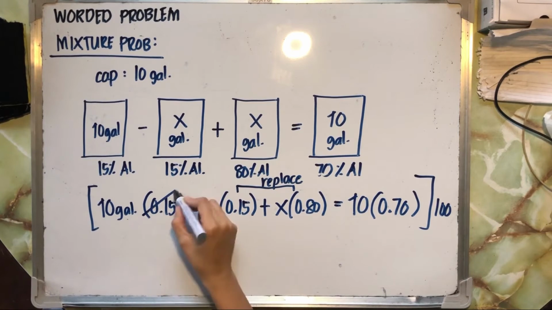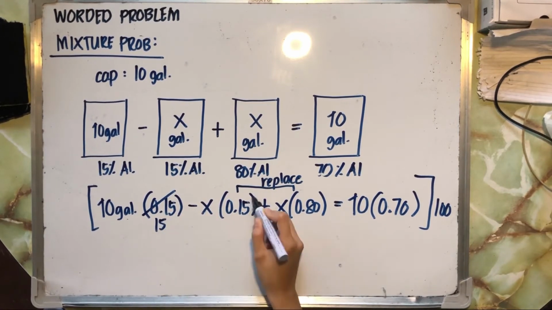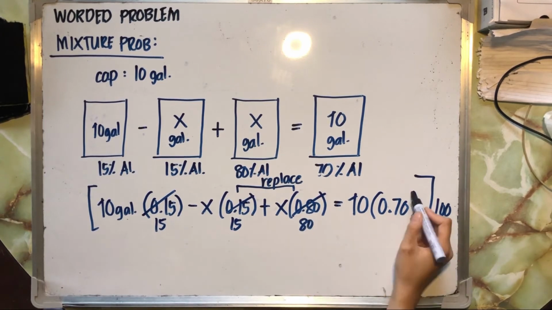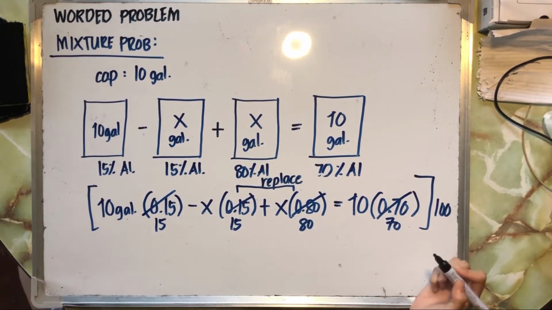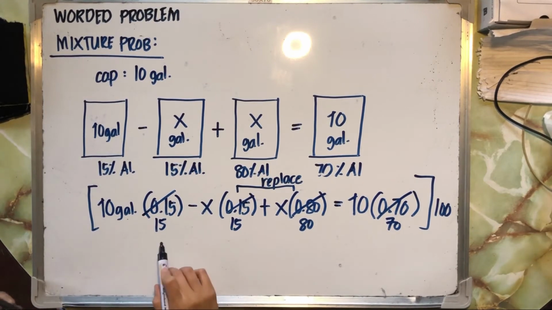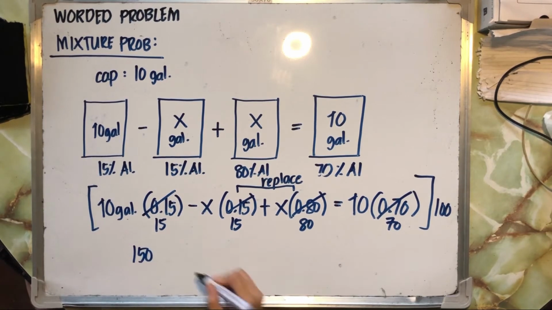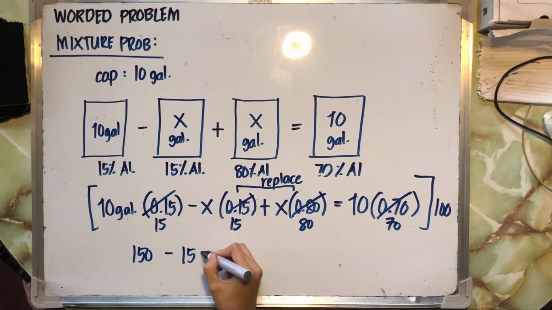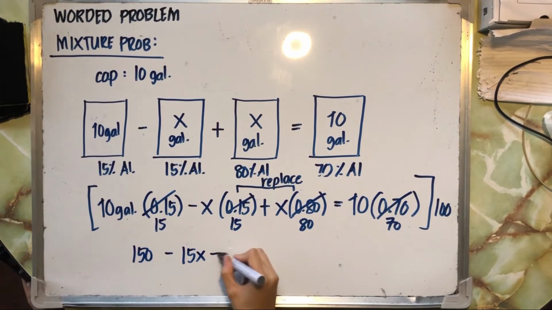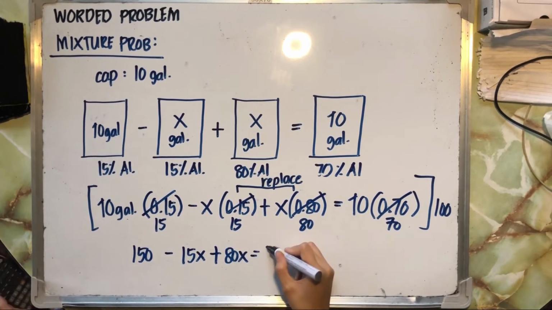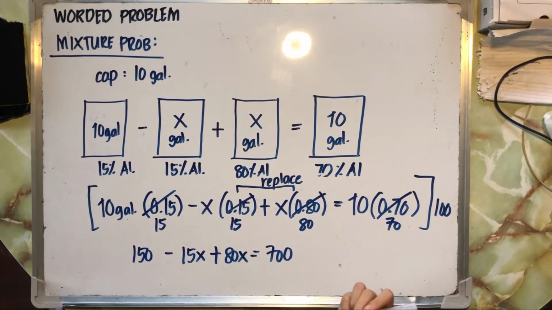Multiplying it by 100, this would be 15 now. This would be 15 also. Okay, this would be 80 and this would be 70. So, ang ginawa ko lang is para to remove our decimal lang. Okay? Multiply natin ito ngayon. This would be 150 minus 15x plus 80x, and that should result to 700.